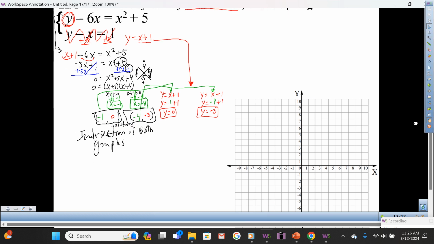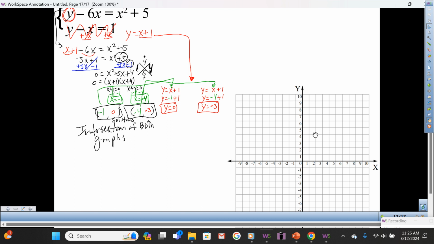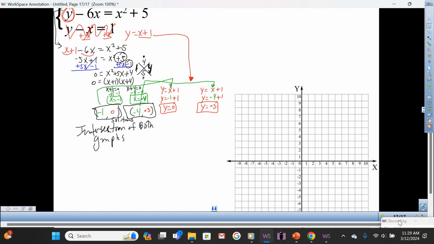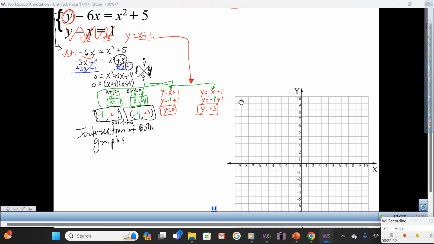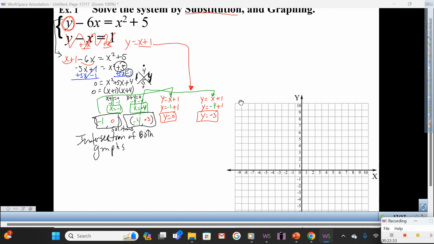So, on the right side, I want you to make a coordinate plane from negative 10 to 10. I'll give you some time. Hurry up, please. All right, as you're setting up, here goes the entire process one more time for substitution.